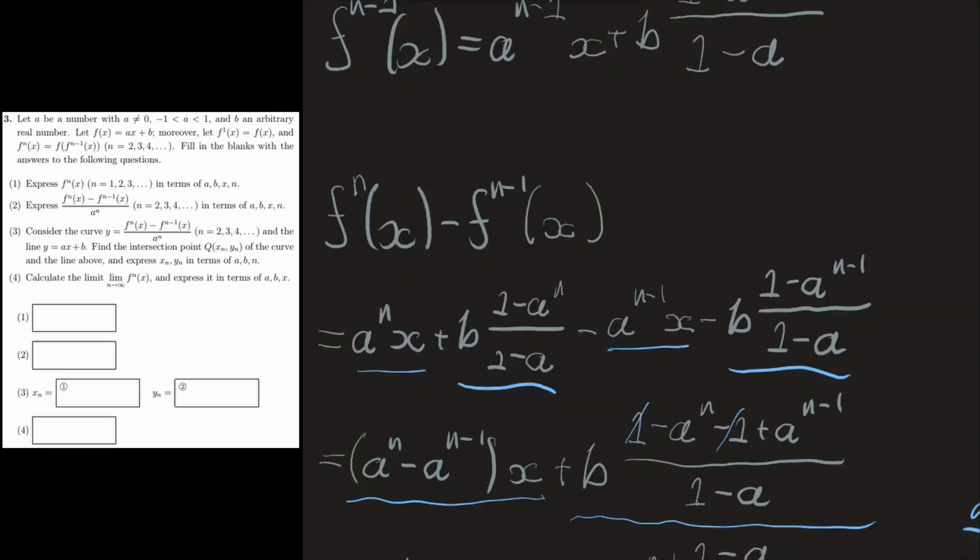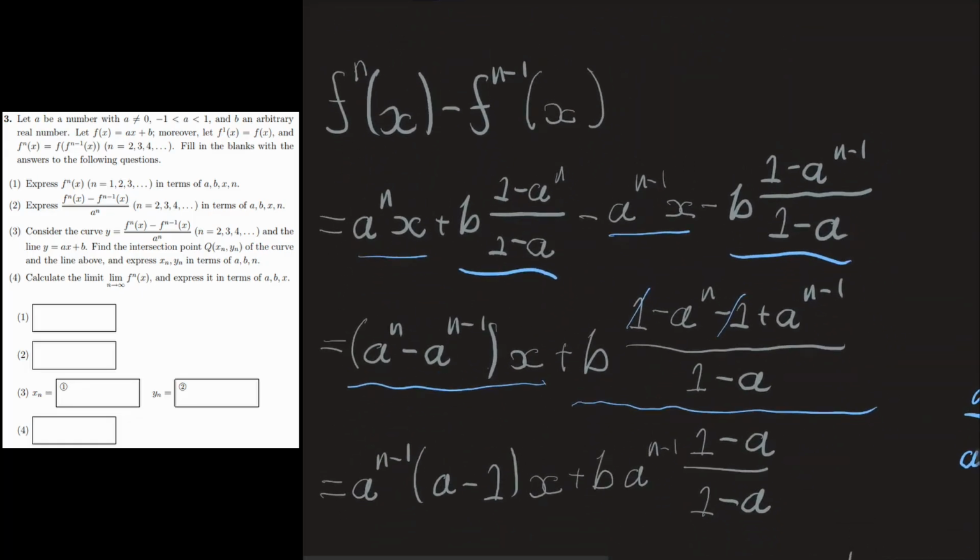And then what we can do is factor out a to the power of n minus 1 from both of these terms. So now this becomes a to the power of n minus 1 times a minus 1 times x, and this becomes b times a to the power of n minus 1 times 1 minus a over 1 minus a, and these of course cancel out.